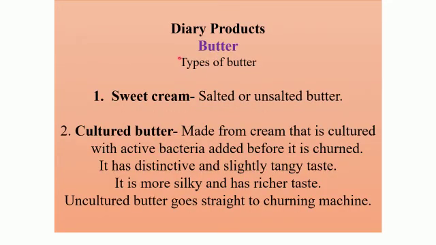The next dairy product is butter. There are two types of butter, that is sweet cream, that is salted or unsalted butter. So we have seen butter that we purchase from outside has got salt to it, whereas the one which we prepare at home is white in color generally, and it is unsalted. So this sweet cream butter can be salted or it can be unsalted butter.